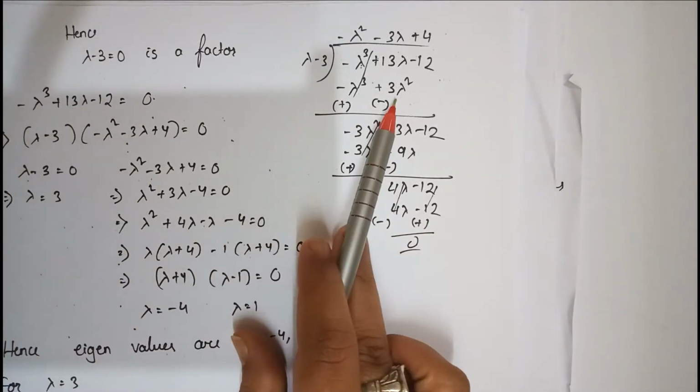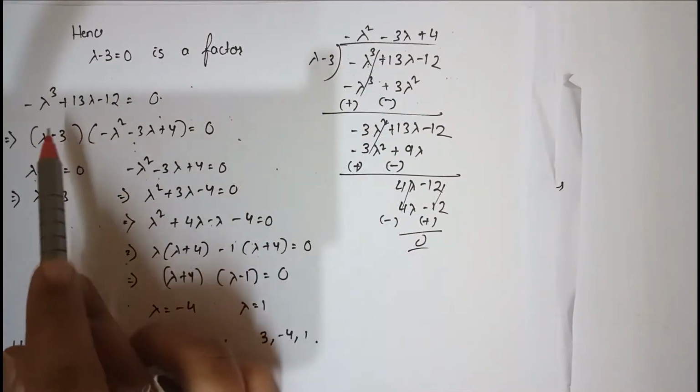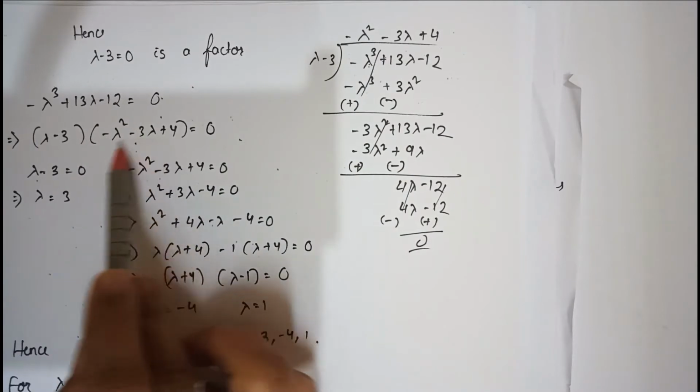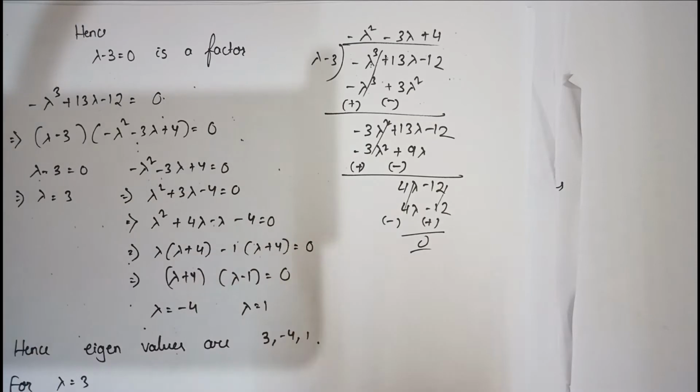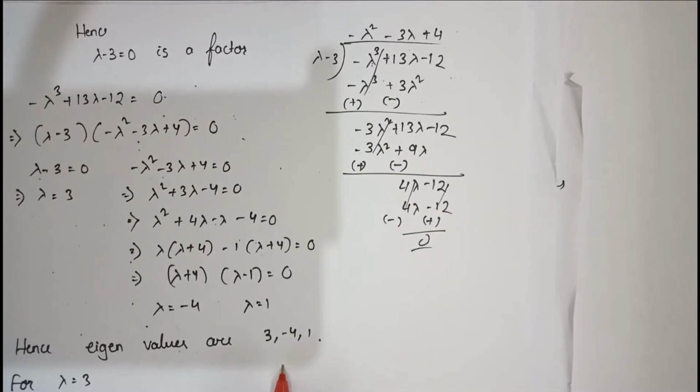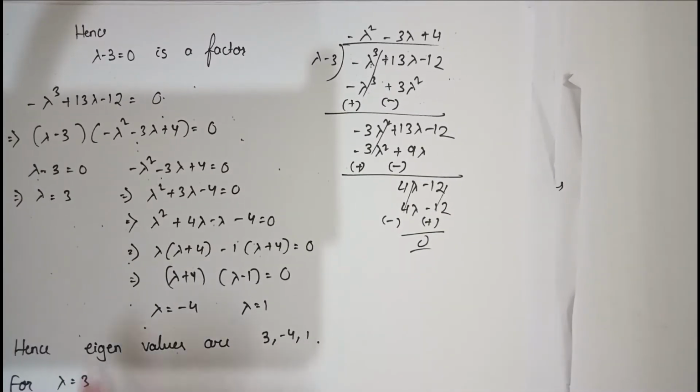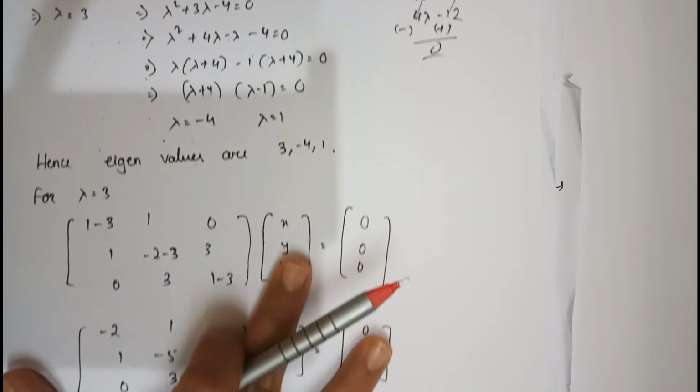So I divided it and I found this much. Then again I have to factorize this. Lambda minus 3 equals 0, lambda equals 3, and after solving this I got lambda equals minus 4 and 1. So there are 3 eigenvalues. After that I have to substitute the eigenvalues to find the eigenvectors.